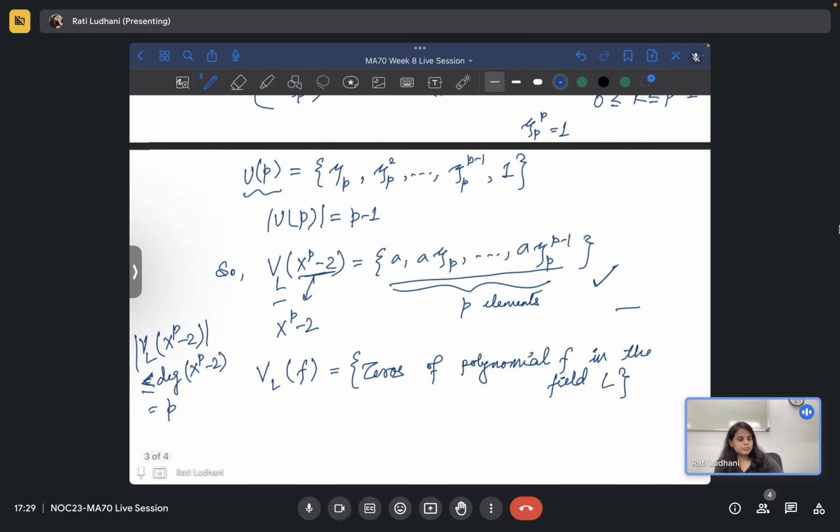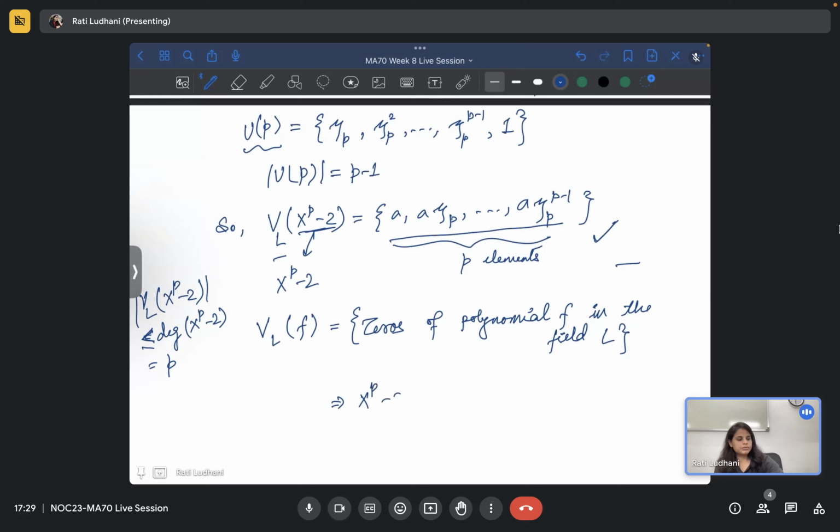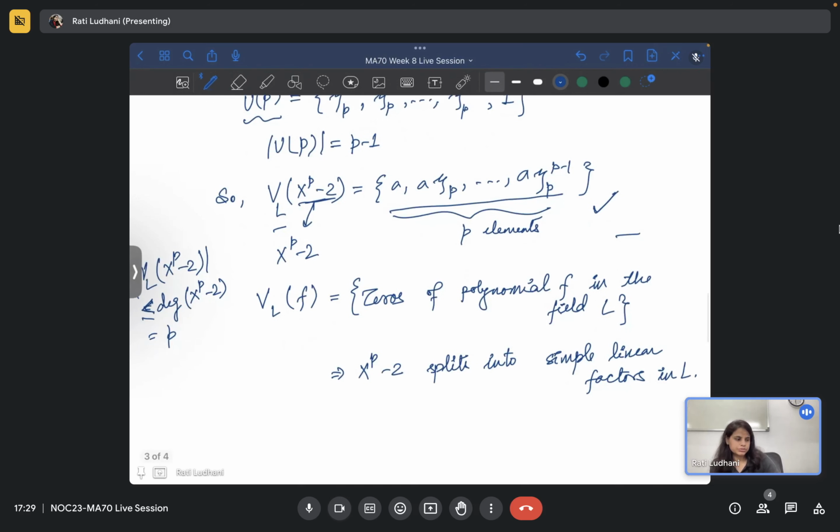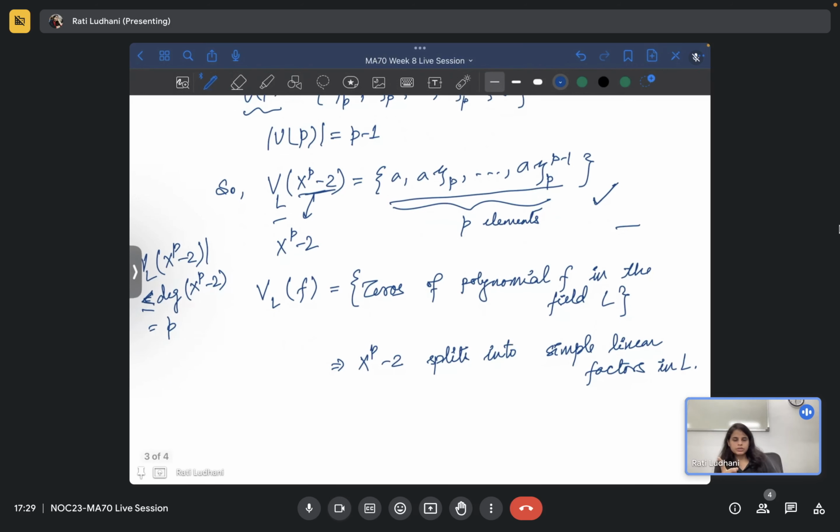But here we have all these elements also, so this implies x raised to power p minus x splits into simple linear factors in L. Simple again means there is no repetition. Every root is repeated once. Is that okay? Yes. Okay.